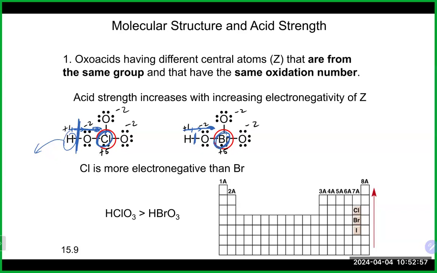Questions on that? So, acids with oxygen and the same oxidation state of the central atom: the thing you should look at is the electronegativity of the central atom. The one that is greater in terms of electronegativity will be the stronger acid, because it would be much easier for that H to pop off of that bond.